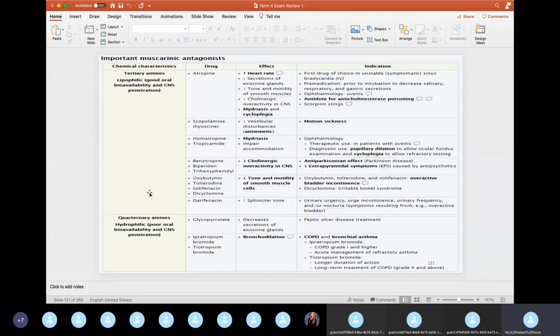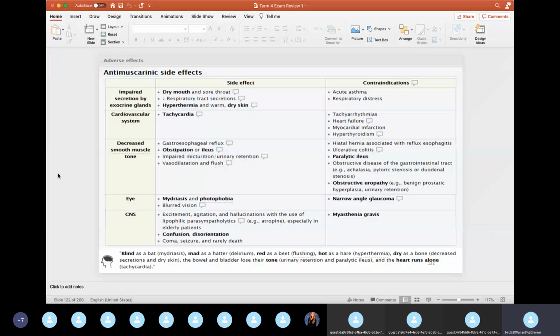Darifenacin, low yield. For quaternary amines, think ipratropium. This is high yield. Ipratropium for asthma because it can cause bronchodilation. This is used for COPD and bronchial asthma. So what are the side effects? Put a star here of your antimuscarinics.